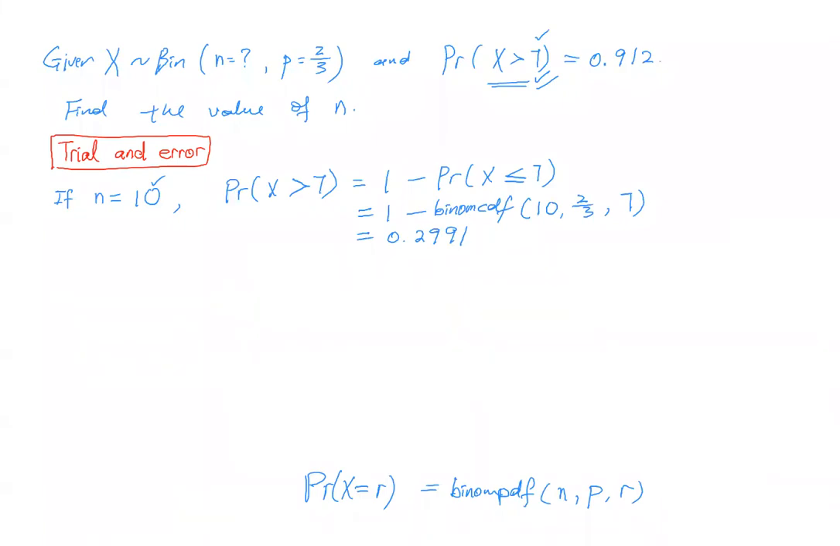Which means that the probability here is too big. So I must increase my n or decrease my n. Your choice. If you don't know how to decide, then you try another one. Let n be equal to 15. It works. Wow, how do you know 15 works? Because I've been trying just now. So I know 15 works.